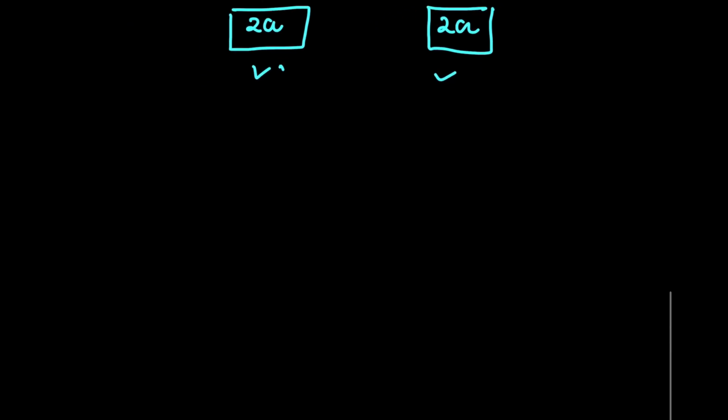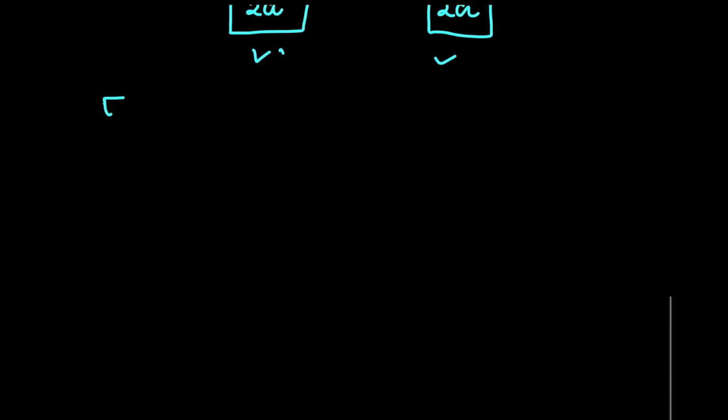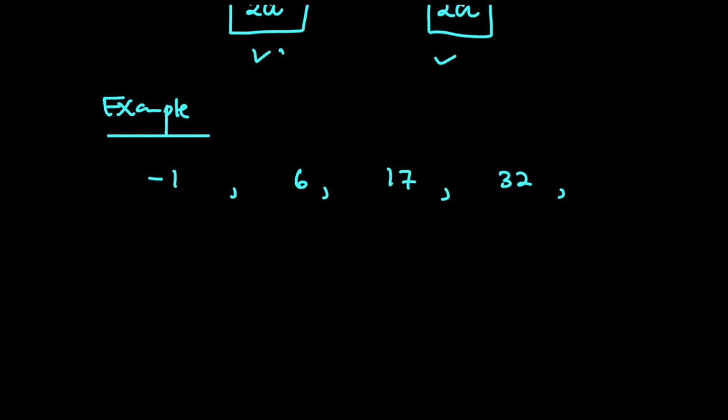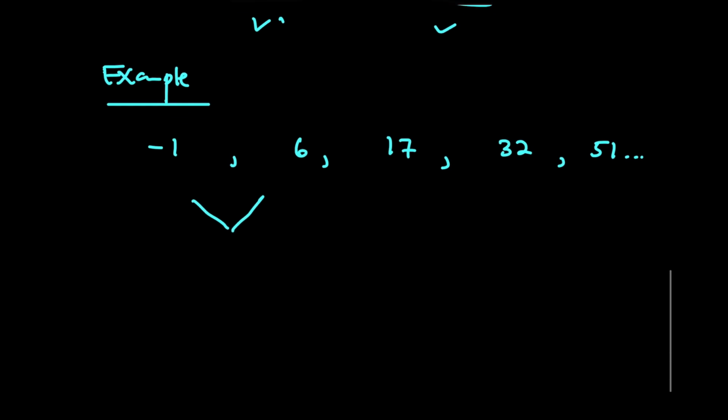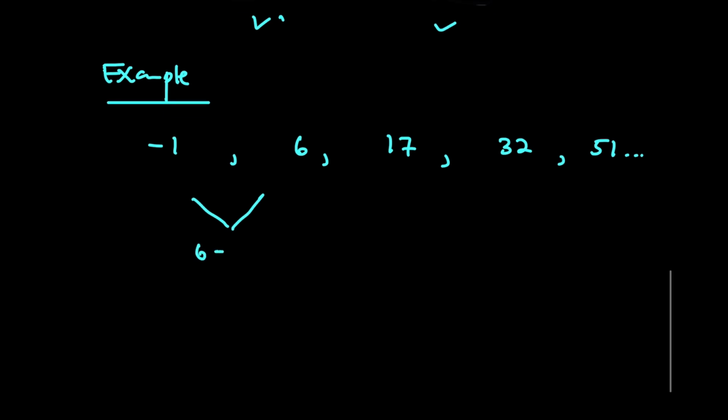Okay, I want us to do an example question and do some practice here. So we've got minus 1, 6, 17, 32, and 51. Then this continues. So let's find the first difference. So 6 minus minus 1. What is that? This is the same as 6 plus 1. So this equals 7, right?